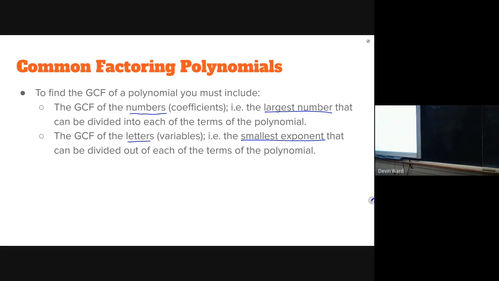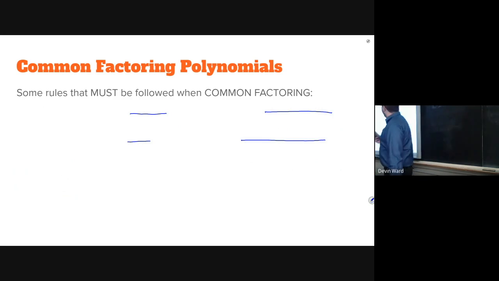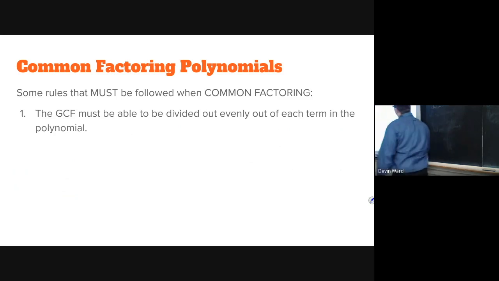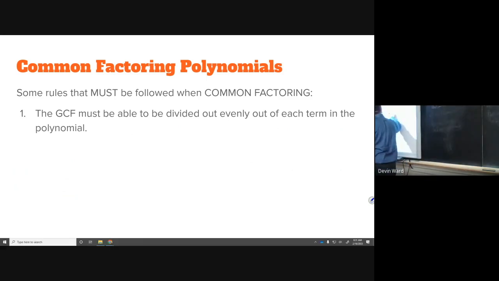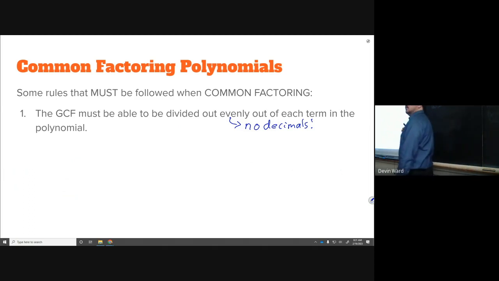Okay, so there are some rules that we have to follow when we common factor. First, the greatest common factor must be able to be divided evenly into each term. By evenly, we mean no decimals. You can try it on your calculator, just make sure that they all divide out evenly. But if it doesn't, or you have a decimal, that means you have to try a different factor.